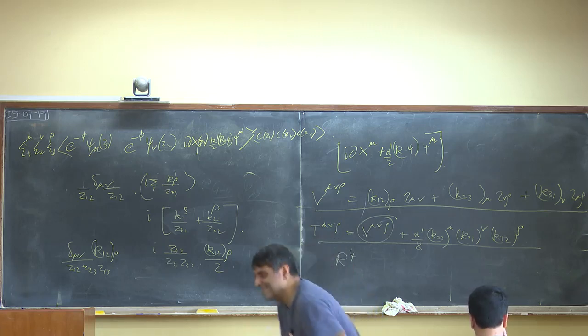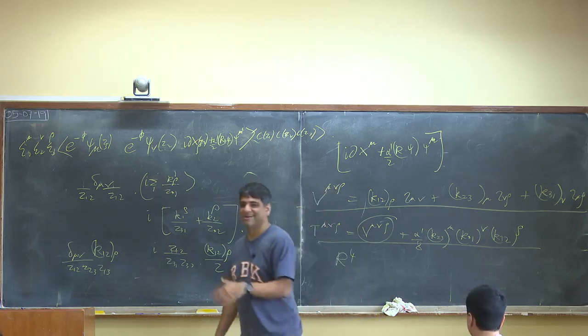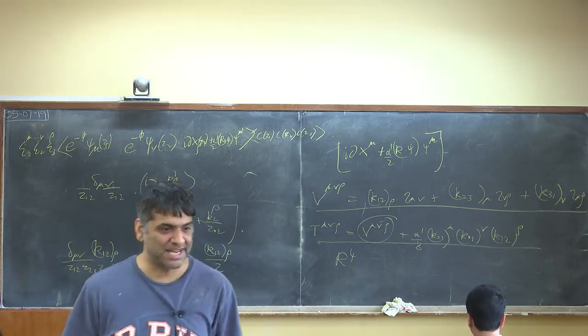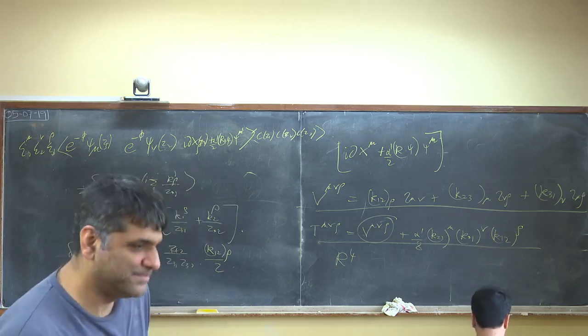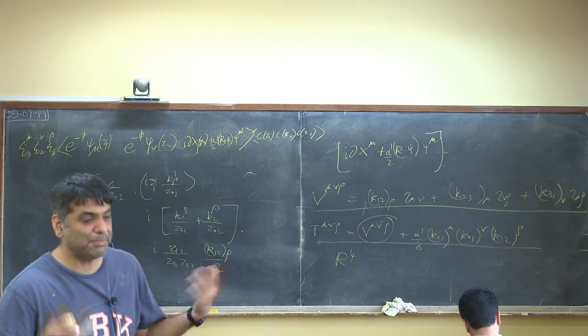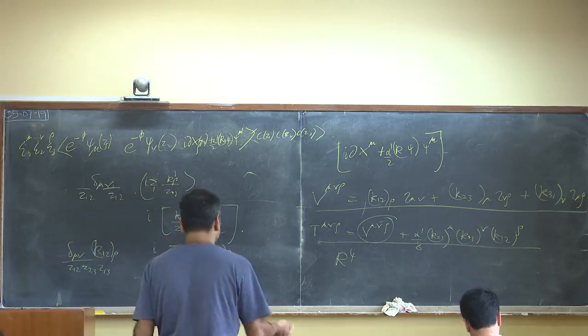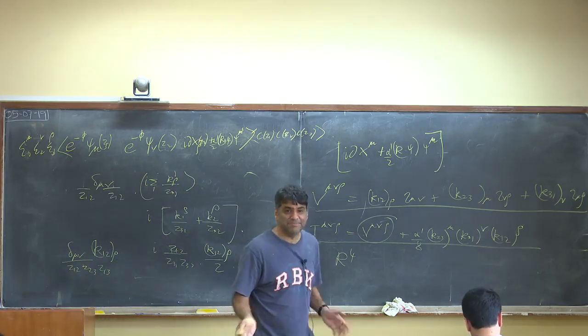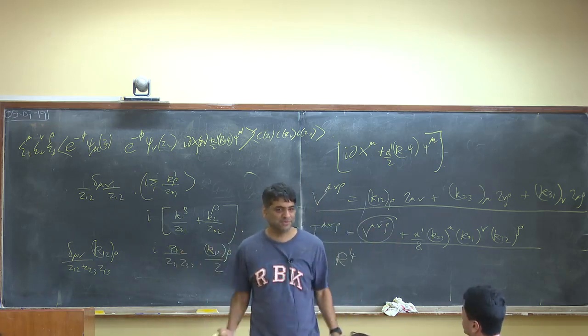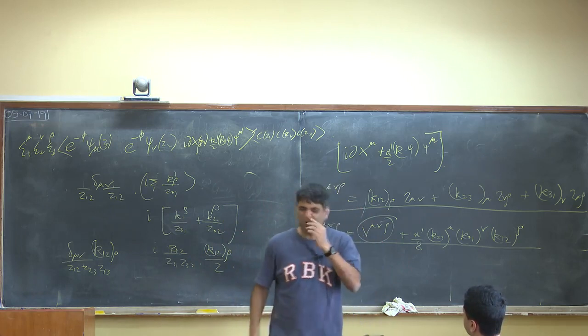Okay? Because it's 2 derivative and 4 derivative, but no 6 derivative. So the bosonic string is the worst. It has all 3 possible structures. The type 2 string is beautiful. It doesn't mess around with Einstein until it has to. It's a beautiful structure.